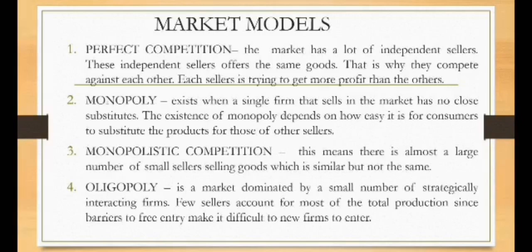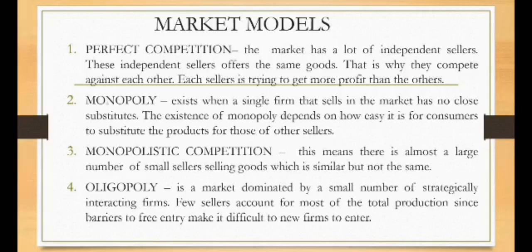Perfect competition in economics refers to a theoretical market structure in which all suppliers are equal and overall supply and demand are in equilibrium. For example, if there are several firms producing a commodity and no individual firm has a competitive advantage. So that is perfect competition. The second is monopoly.